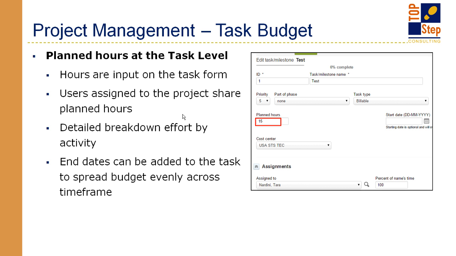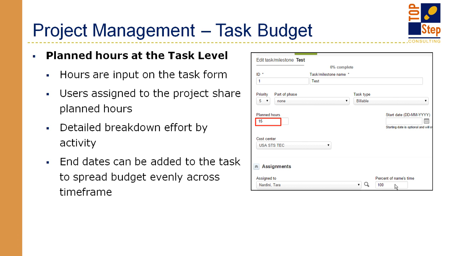The timing with a task plan is driven by this percent of users' time. So, for example, in our system we have 8 hours a day, so 100% would mean I would work 8 hours in one day. If this said 50%, it would be 4 hours one day, 4 hours the next day, so it would take me 2 days.